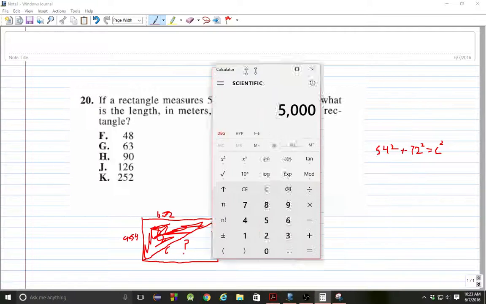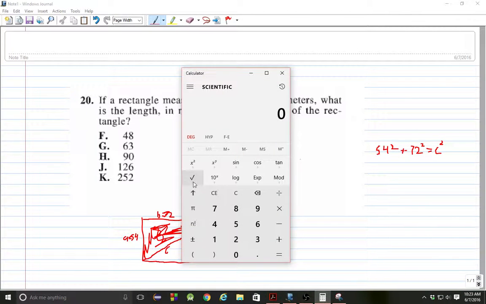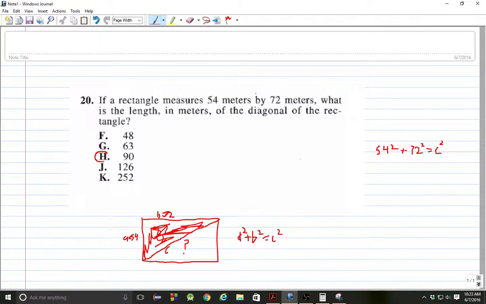So let's do this. Never mind, that's not what I wanted to do. 54 squared plus 72 squared equals 8,100, and you want to find the square root of that, so we get 90. H. That's our correct answer for this one.